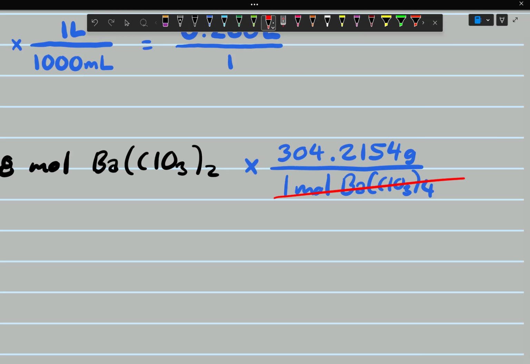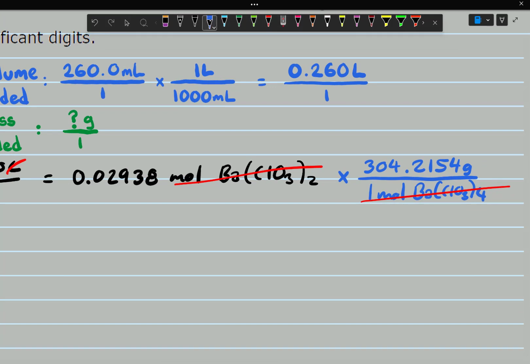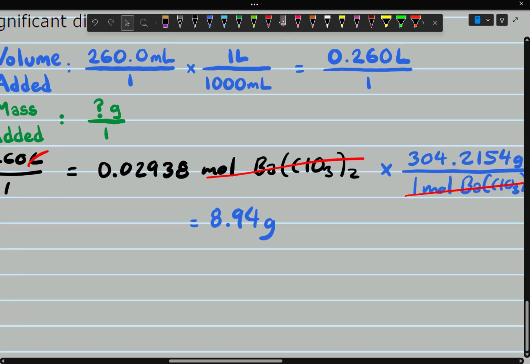moles of barium chlorate cancel, and we're left with 304 multiplied by 0.02938. And if you plug that into your calculator, you'll be left with 8.94 grams of barium chlorate is contained within 0.02938 moles and contained within this 0.260 liters. And that is your answer.